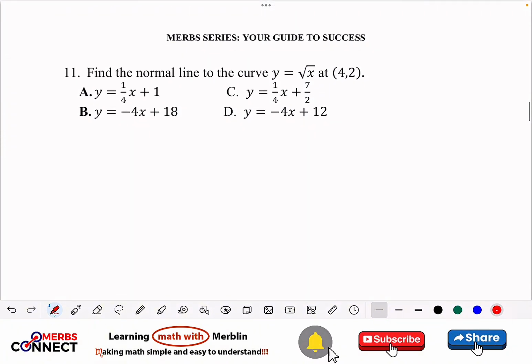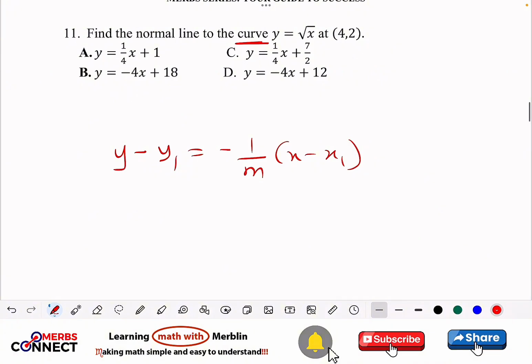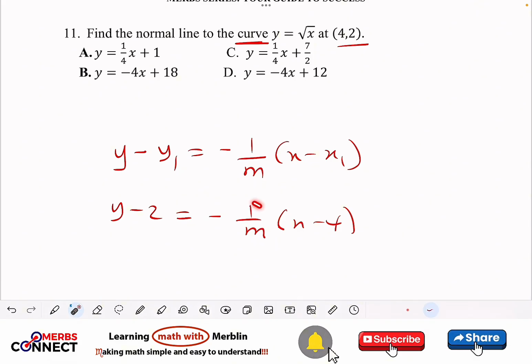So now find the normal line to the curve. Good. So the word here is curve, not circle. So now this one is going to be this minus 1 over m times x minus x1. So you see, we interchange the formula when we are dealing with a curve. Good. So now we have the point here. So we are going to have y minus 2 is equal to minus 1 over m times x minus 4. So all we just need to do here is to find the slope, right? m, which we can get from this.